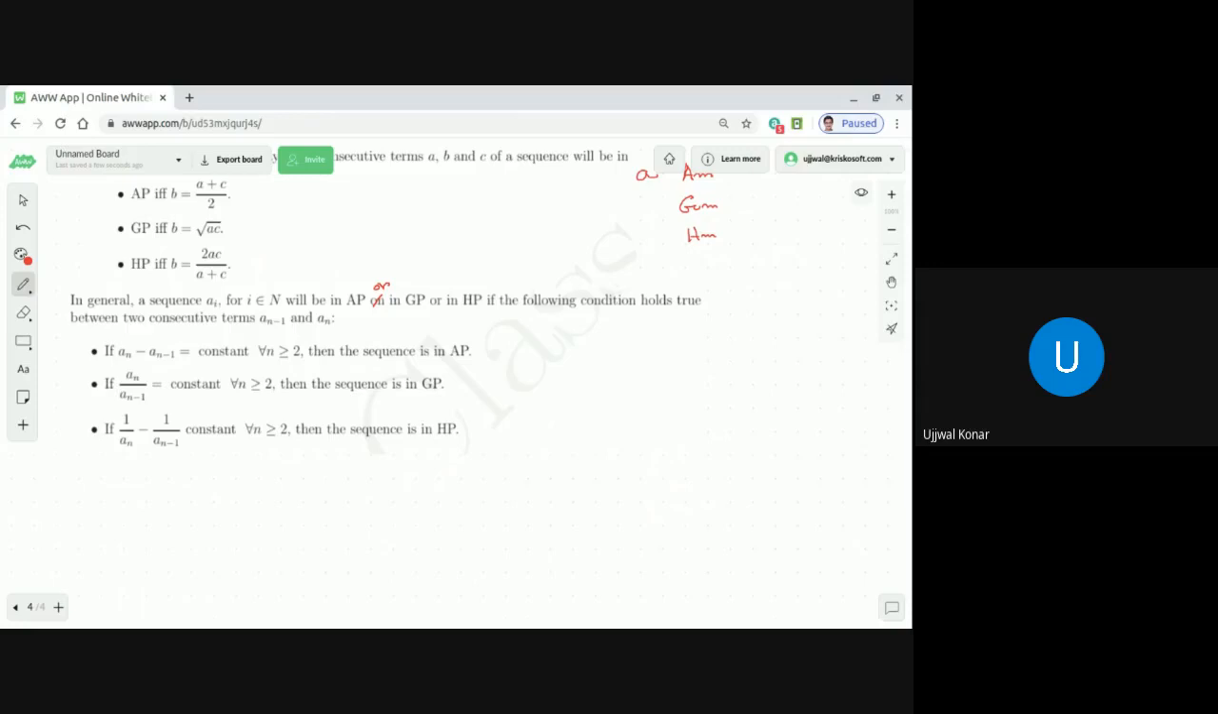If a_n minus a_(n minus 1) is equal to a constant for all n greater than or equal to 2, then the sequence is in AP. If a_n by a_(n minus 1) is equal to a constant for all n greater than or equal to 2, then the sequence is in GP. And if 1 by a_n minus 1 by a_(n minus 1), n minus 1 is subscript by the way, that means the previous term than a_n, is a constant for all n greater than or equal to 2, then this sequence is in HP.